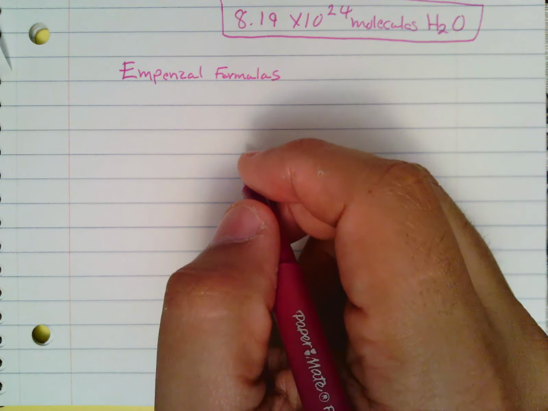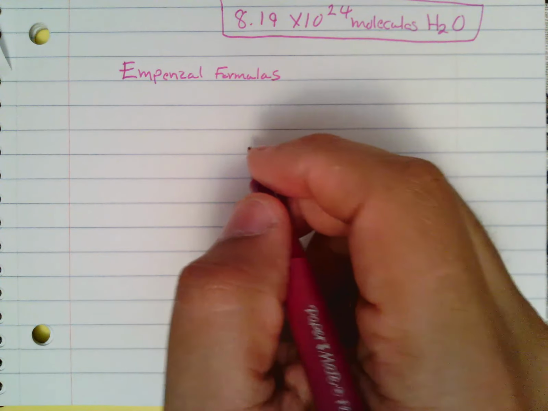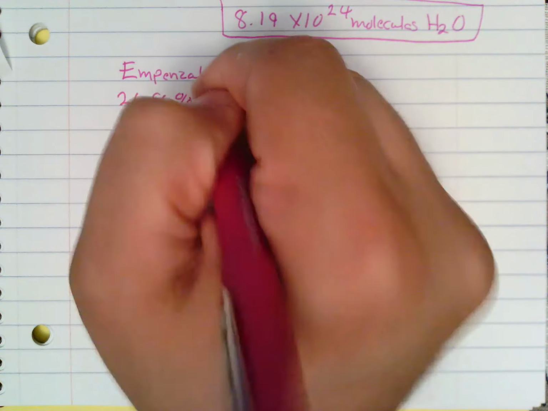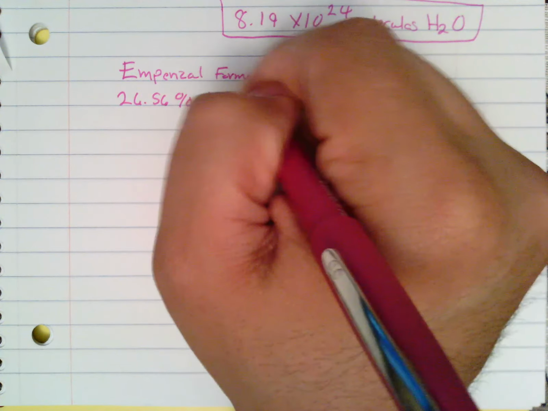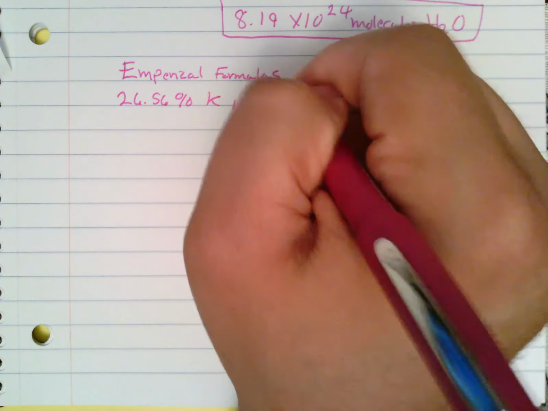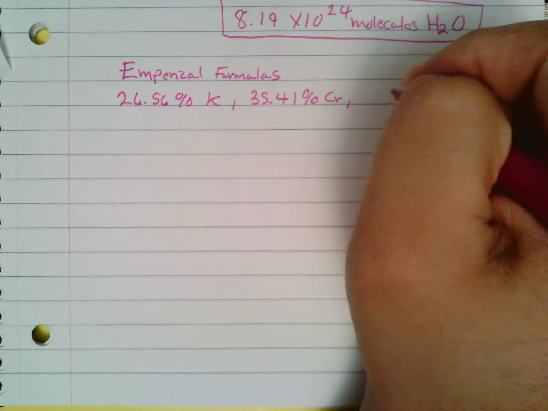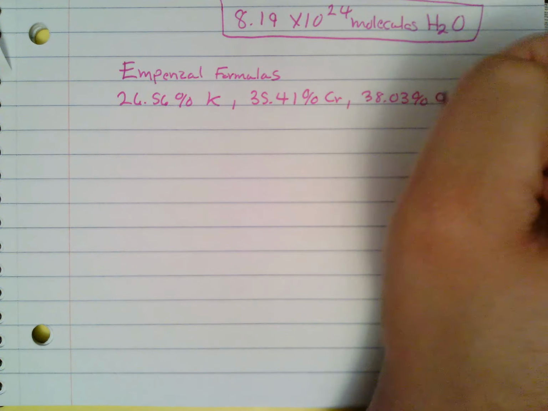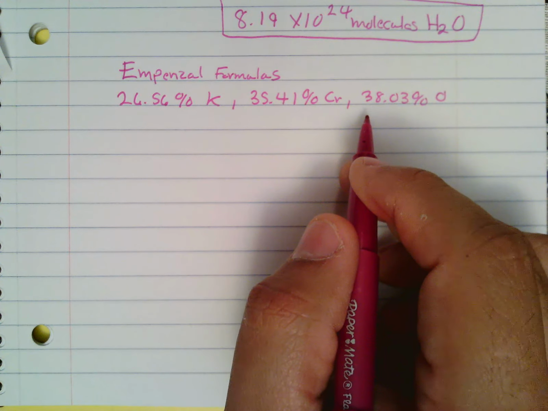Okay, so our next one is going to be an example of how to calculate empirical formulas. For this one, you're going to be given percentages. For an easy one, you start off with percents. So we're going to start off by saying that we have 26.56% of a compound that has potassium, and then it also has 35.41% of chromium, Cr, and then we're also going to say that it has 38.03% of oxygen.